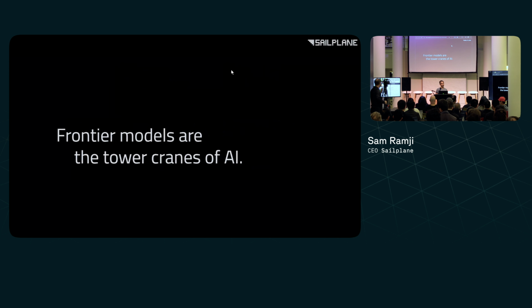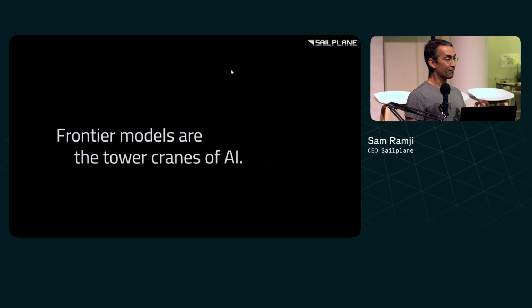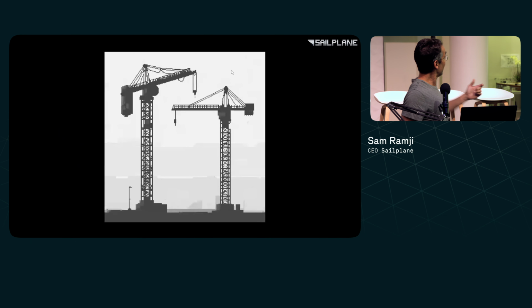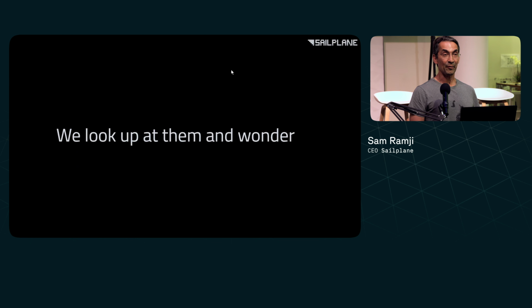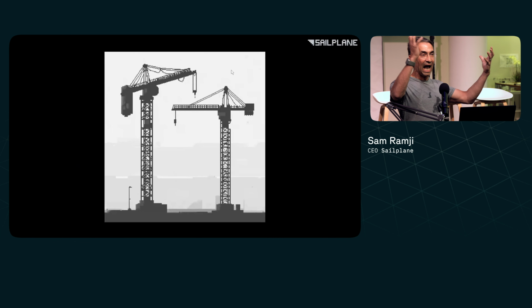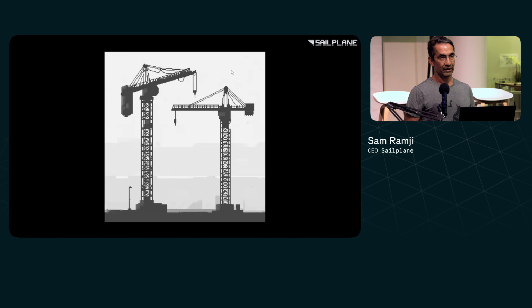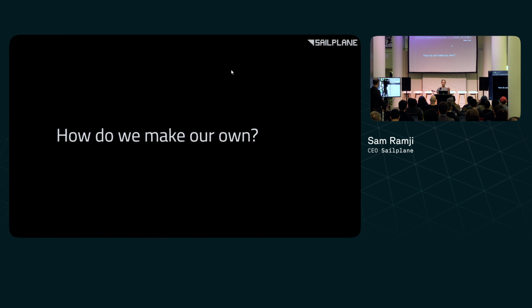And I have huge passion for open source. You're about to find out why. So frontier models are the tower cranes of AI, right? We live in environments built by them, and we look up at them, and we wonder, like, oh my God, how did they build GPT-4o1? Could I possibly touch that? Could I possibly change it, right? How do we make our own?